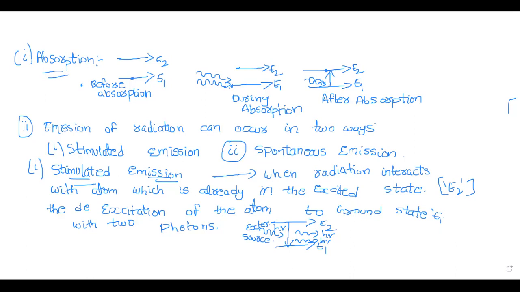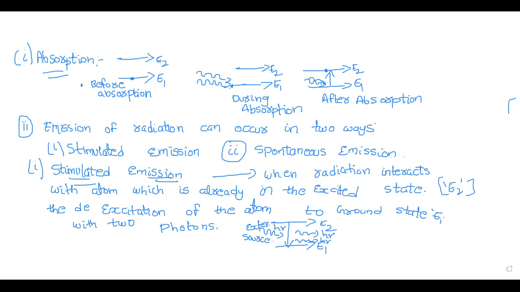Again, I'm just starting: we began with how the radiation is interacting with the matter. When I say matter, it is composed of atoms and molecules. What is the primitive substance that is available? Atoms. So in order to understand absorption and emission, let us consider that there are two energy levels, E1 and E2. E1 is the ground state and E2 is the excited state. Now the atom is residing at the ground state.